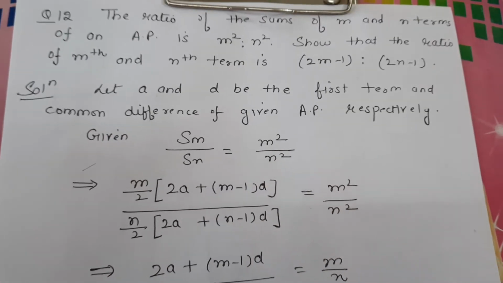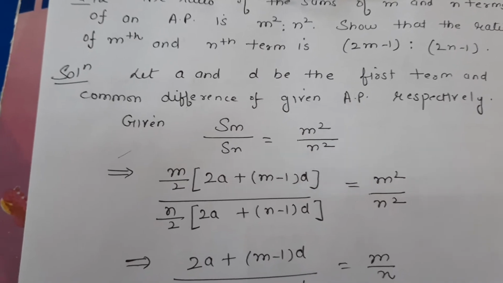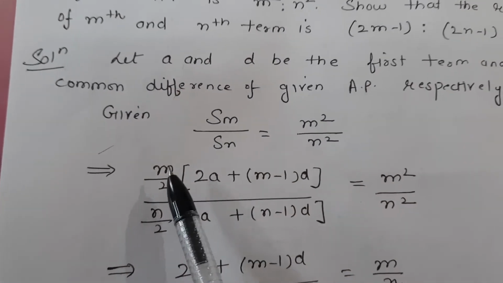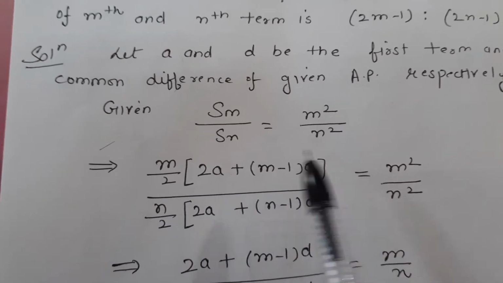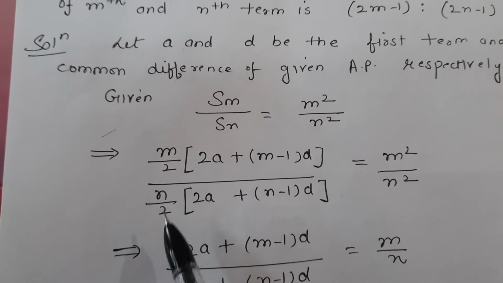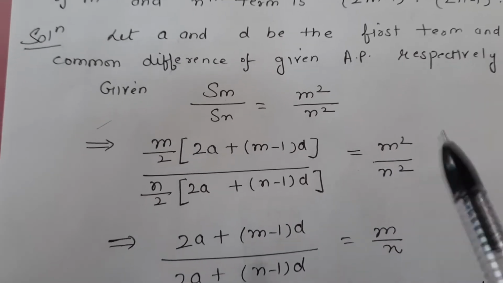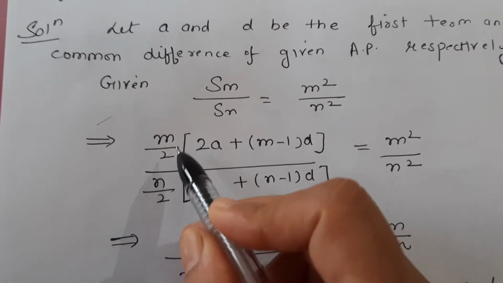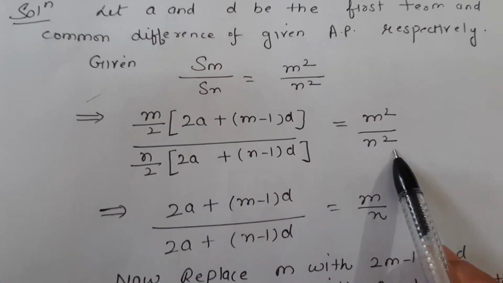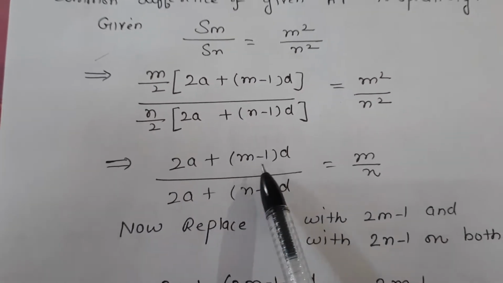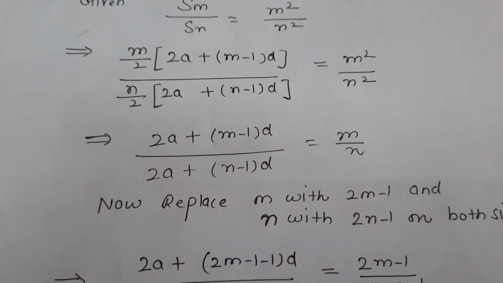So apply the formula of Sn. Your formula is Sn is equal to n by 2, 2A plus n minus 1 into D. Here you have Sm, so you can write this as m by 2 into 2A plus m minus 1 into D. Here apply the formula of Sn. This is n by 2, 2A plus n minus 1 into D. This is equal to m square by n square. Now here this 2 will be cancelled and this m will be cancelled, and here n is also cancelled. So you are left with 2A plus m minus 1 into D divided by 2A plus n minus 1 into D. This is equal to m by n.